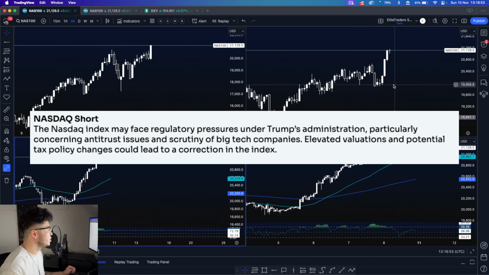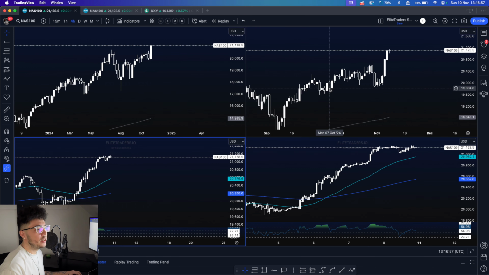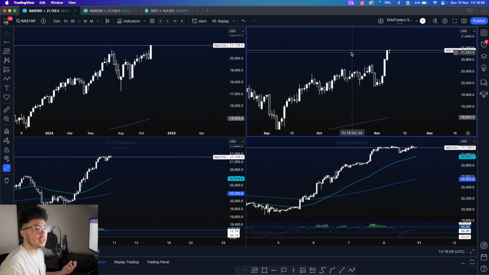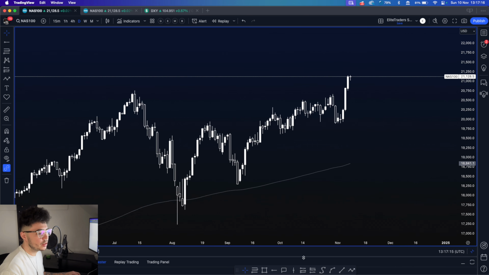Elevated valuations and potential tax policy changes could lead to a correction in the index. Now, again, like I said, I'm not looking to take this straight away because look at this market, there's nowhere really to sell this right now. And I actually don't sell the indices. Anyone that watches my content regularly will know that. However, it's something that we can obviously keep in mind when we are looking at this market.